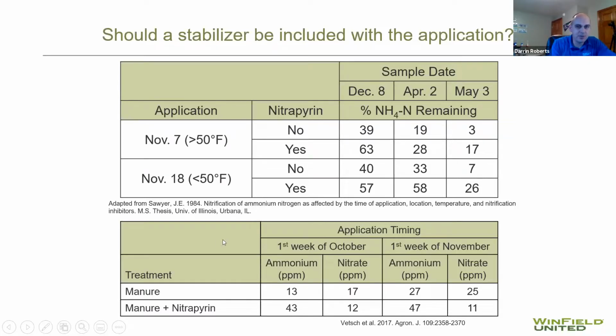Similar data set using manure. This is Jeff Vetch up at the Wasika Research Station, where they included Instinct with that manure application or had the manure by itself. And you'll see the same story here. By including Instinct with it, they saw increased amounts of nitrogen in the ammonium form the next spring, okay?